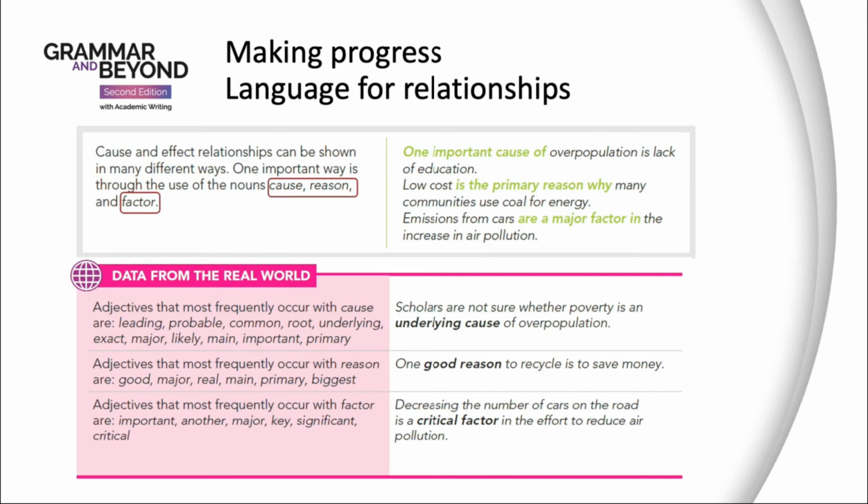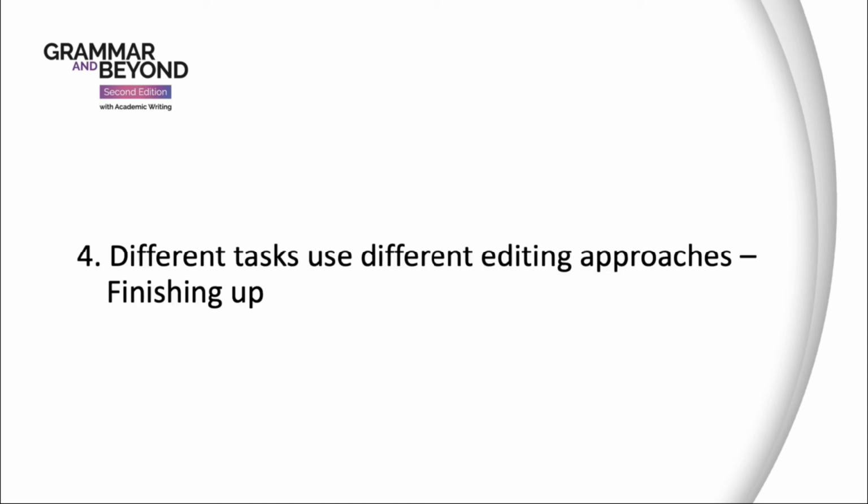So here we have adjectives that we know frequently occur. This is all based on corpus research. Whenever you see this data from the real world, it's based on corpus research. And so we can see that with cause, we get leading cause, likely cause, important cause. Adjectives that are frequently occurring with reason are good reason, main reason. Adjectives that are frequently occurring with factor can be another factor, major factor, key factor. So again, just language for our students.